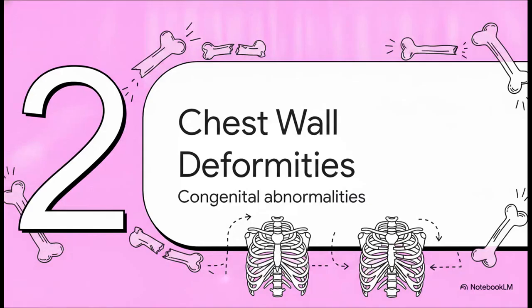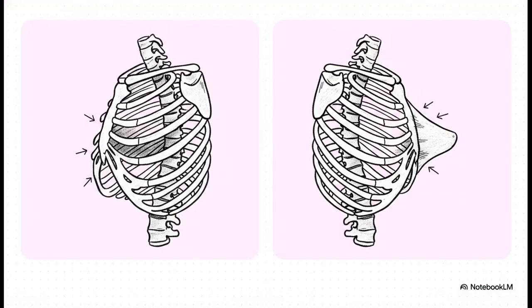When this ratio drastically changes, that's our very first major clue that something structural is going on. Section 2. Congenital chest wall deformities. Now let's look at the structural contrast between two completely distinct congenital deformities. On one end of the spectrum, we have Pectus Excavatum, which is commonly known as a funnel chest.